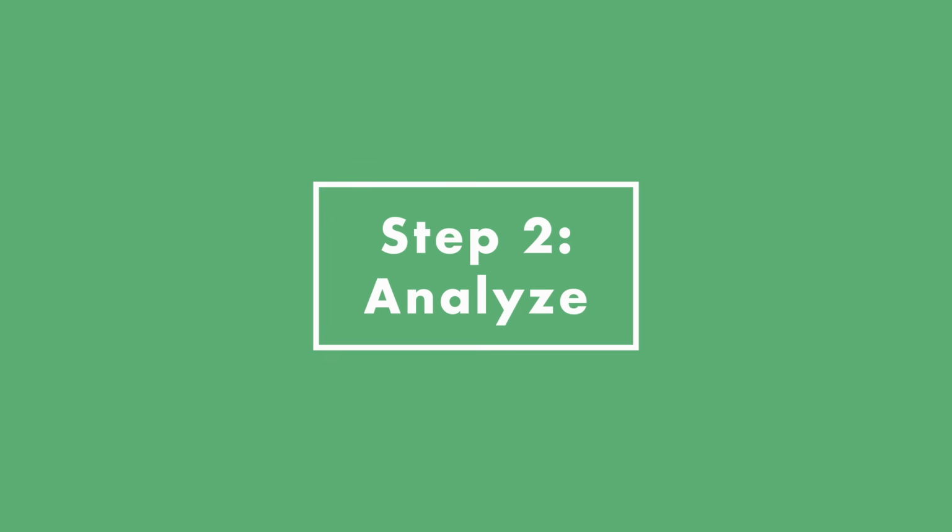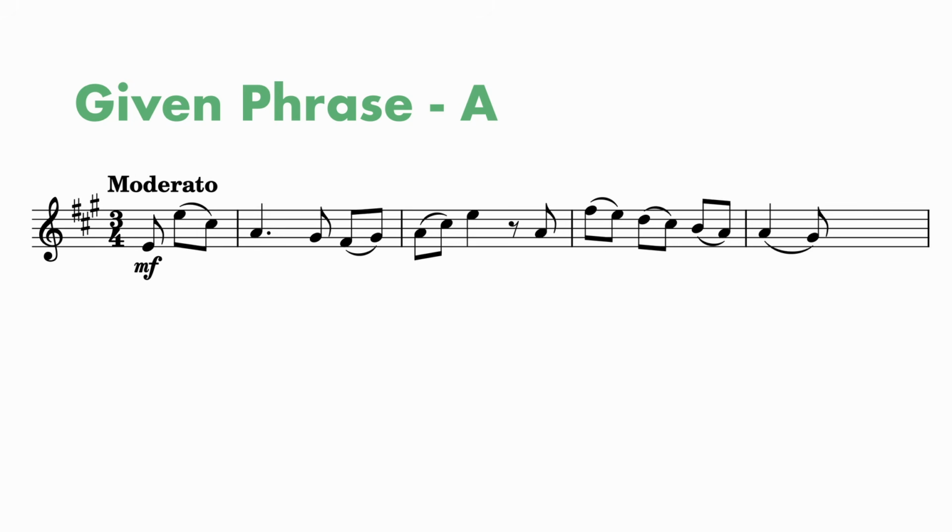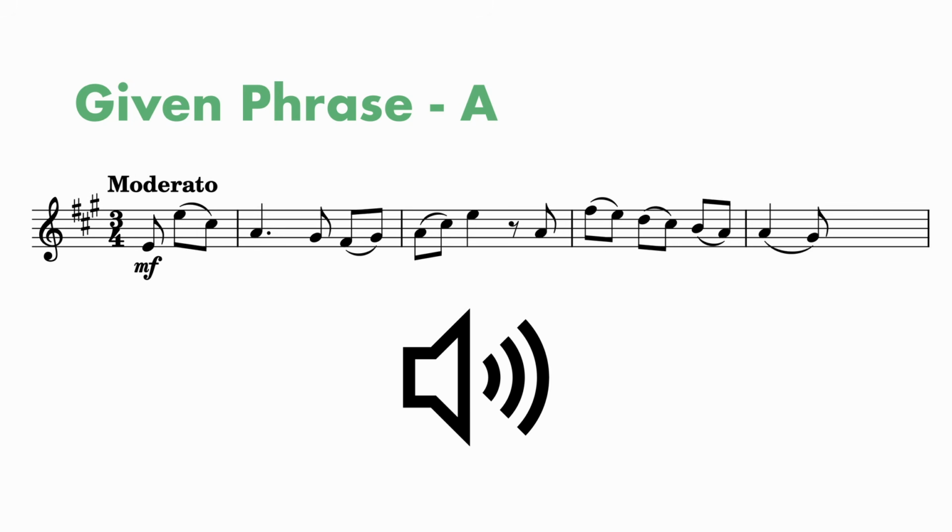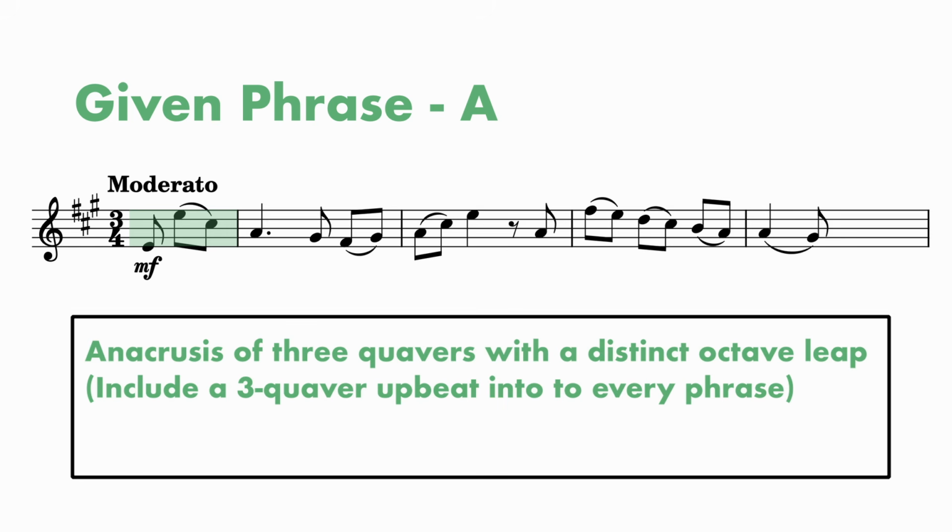Step 2 is analysing the given phrase. Let's start by having a listen to it. When the given phrase has an anacrusis, or upbeat, we have to use the rhythm of that anacrusis as the entry into every other phrase. So what you'll see is 3 quavers are missing from the 4th bar here, and you, as the composer, have to fill those in. We are going to use that same 3 quaver rhythm pattern, and it's also worth noting the distinctive octave leap that happens from E to E.